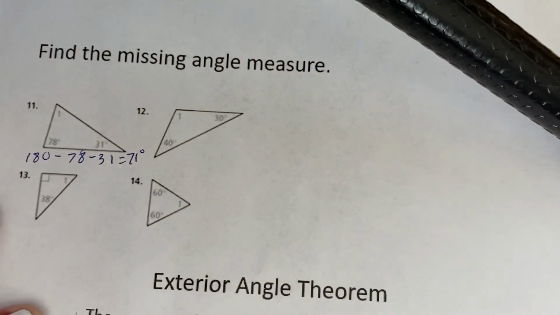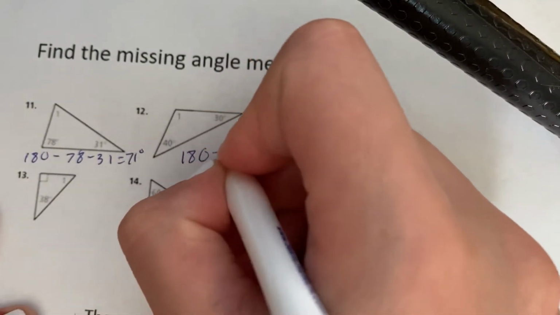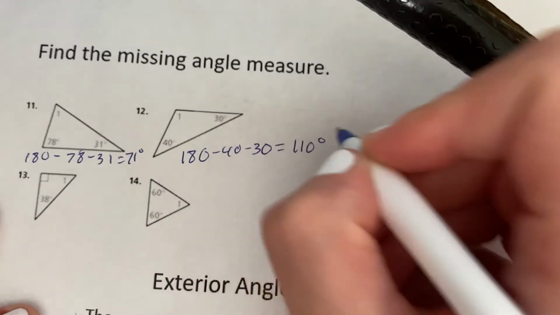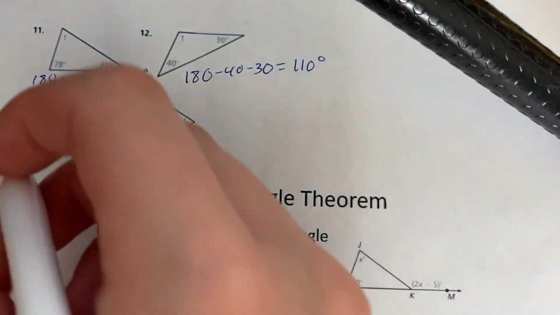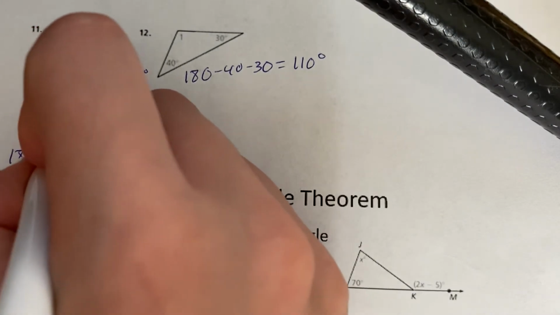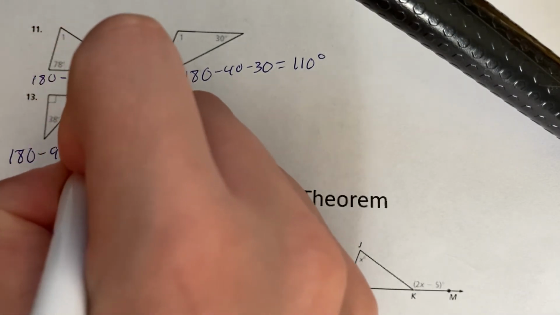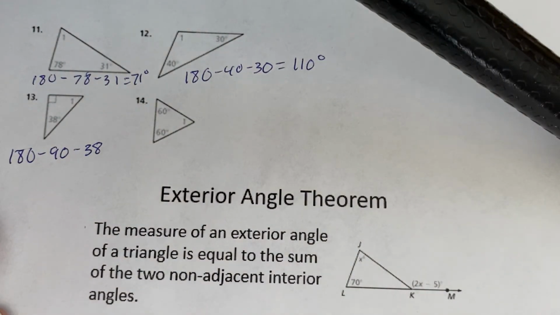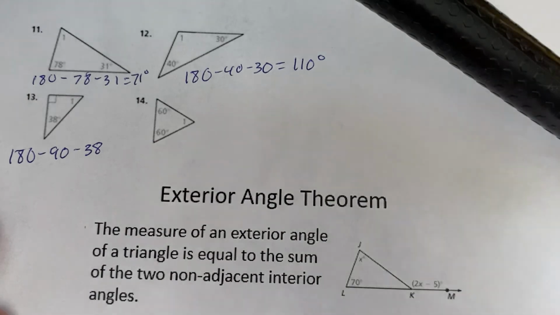Okay, here we do the same thing. 180 minus 40 minus 30 gives me 110. Same thing, 180 minus 90 minus 38. I think that one was similar to the one we did on the first page, but let's see. 180 minus 90 minus 38 gives me 52.